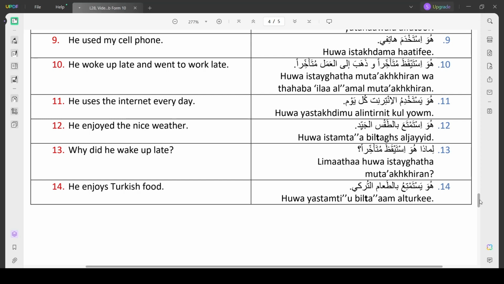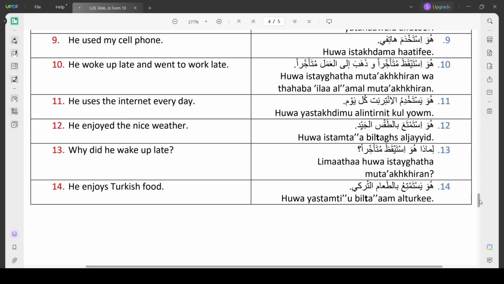Number 10. He woke up late and went to work late. هو استيقظ متأخرا وذهب إلى العمل متأخرا. Number 11. He uses the internet every day. هو يستخدم الإنترنت كل يوم. Number 12. He enjoyed the nice weather. هو استمتع بالطقس الجيد.